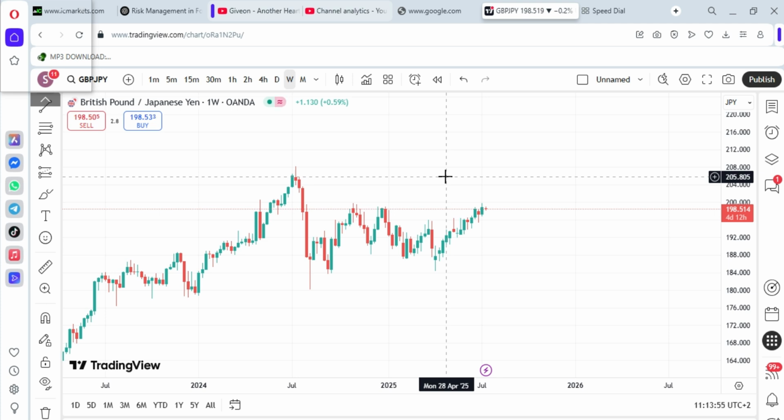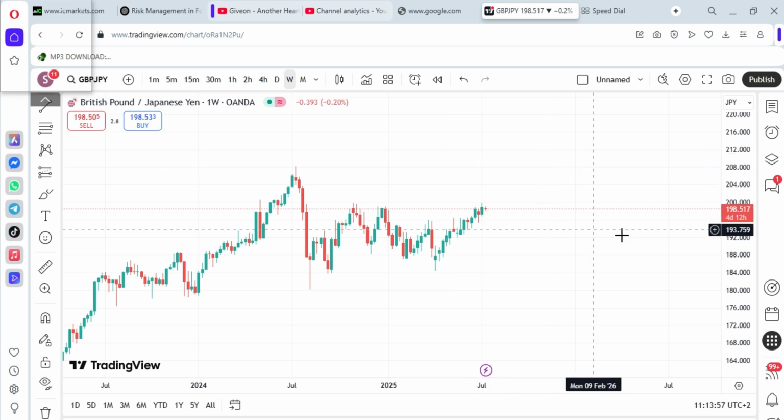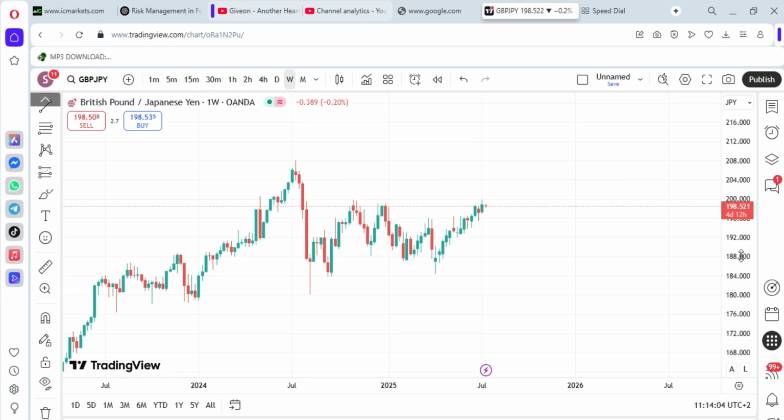We're back, guys. Let's analyze the markets for the week. Let's start with GBP/JPY. We're starting with the monthly time frame, a multi-time frame analysis, starting from the weekly. As you can see, we're in the weekly time frame.